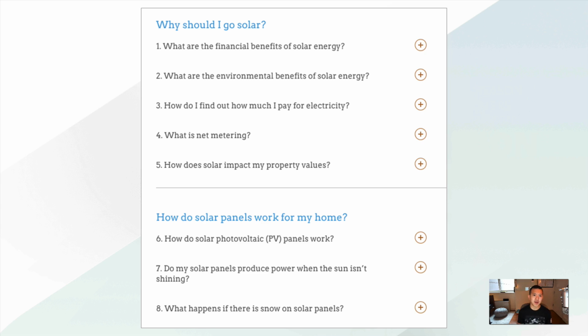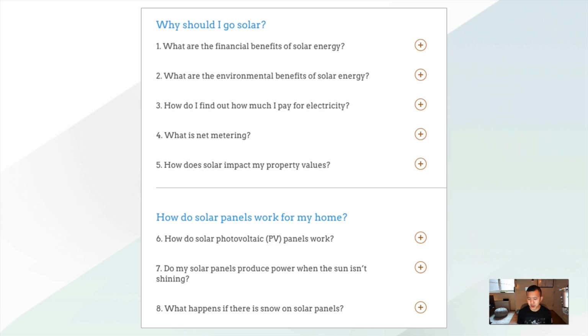So here's an example of what I found. Why should I go solar? These are questions and objections that people already have. What is net metering? Okay, so let's look at some things that people would actually be concerned about. Number 7 is a great one. Do my solar panels produce power when the sun isn't shining? What happens if there is snow on the solar panels? What are the financial and environmental benefits of solar energy?